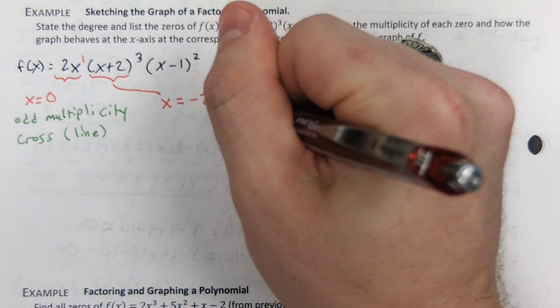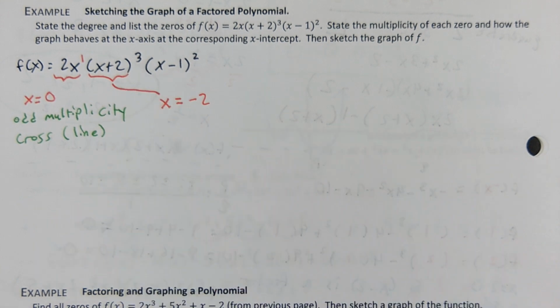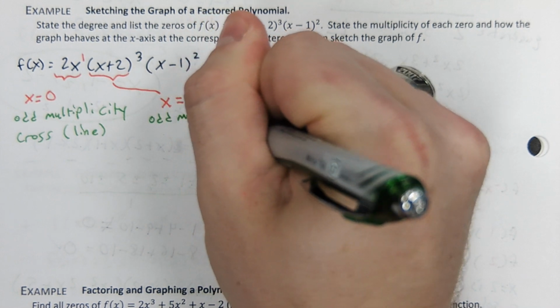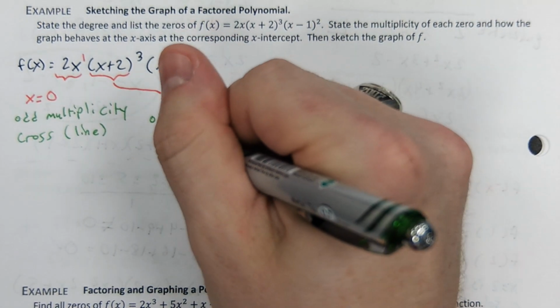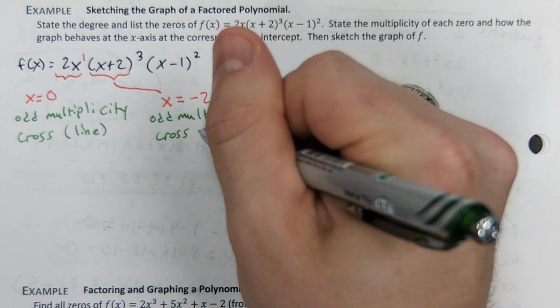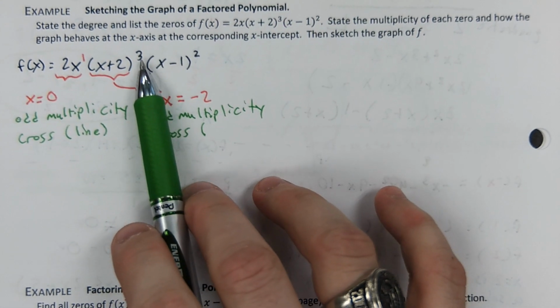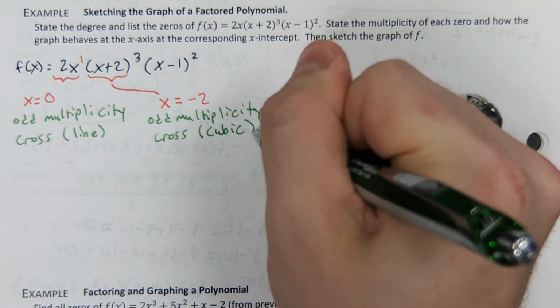Much better, -2. And the exponent on this factor, is it even or odd? Odd. This number right here is an odd number. So this also has an odd multiplicity. And because we have an odd multiplicity, we know our graph is going to cross through the x-axis at the number x equals -2. However, because that odd number is a 3, our graph is going to behave like a cubic, which means it's going to get wiggly.